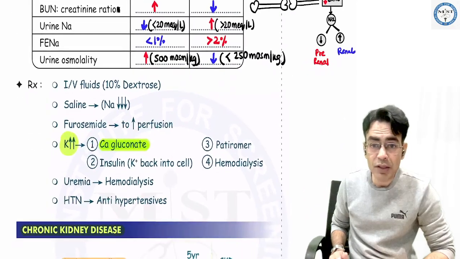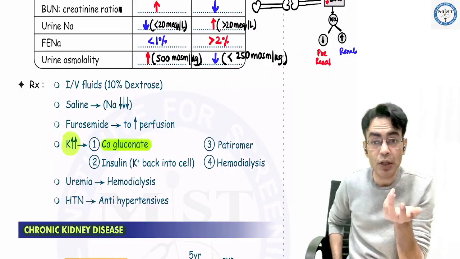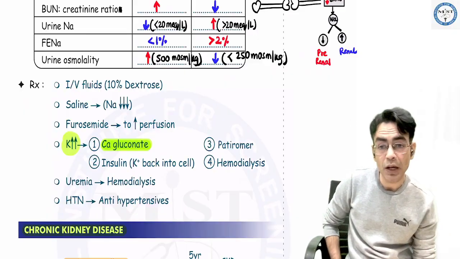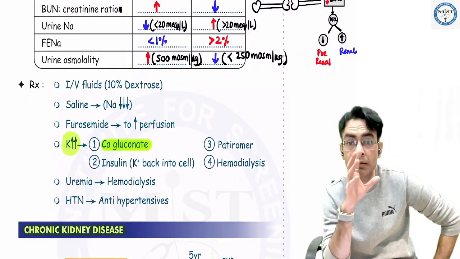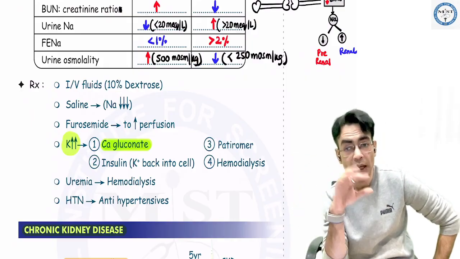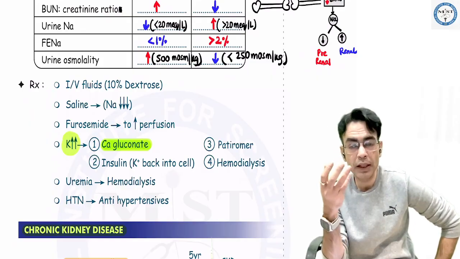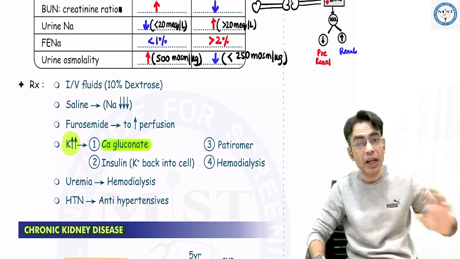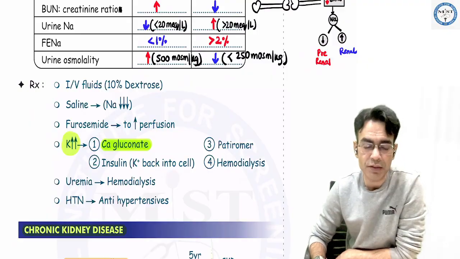Treatment is to give IV fluids, saline, in these patients, furosemide to manage the perfusion and the potassium levels. Calcium gluconate you can give for hyperkalemia. You must have seen this in medicine also, in cardiology. Calcium gluconate is basically to not allow the muscle to get a problem. Then you can give insulin, because insulin and potassium are inversely proportional to each other. The patient is having too much potassium in the blood, so you give insulin, patiromer and hemodialysis. If there is uremia, you have to do hemodialysis because uremia can cause uremic encephalopathy. And for hypertension, give antihypertensives.